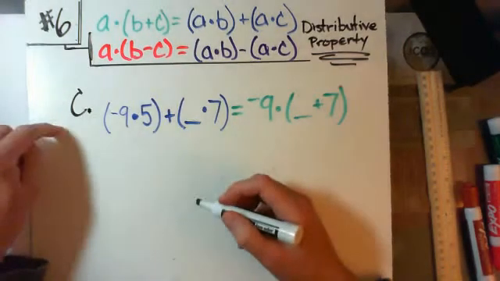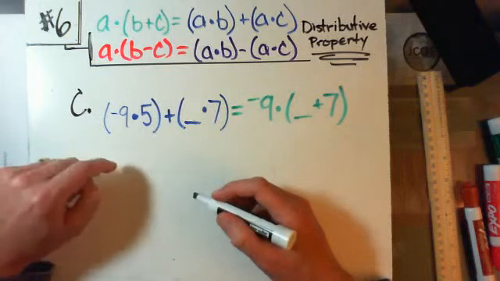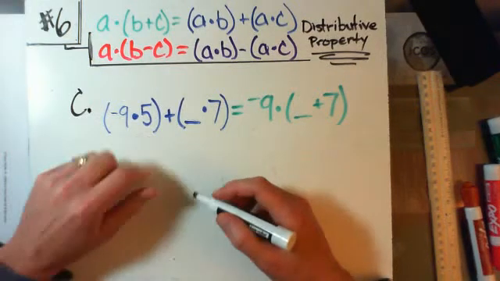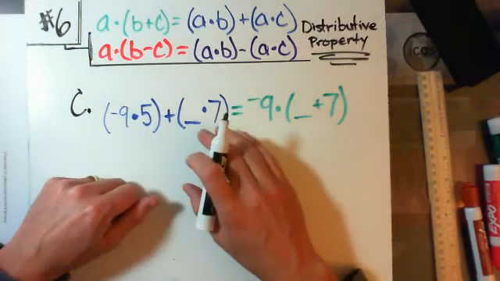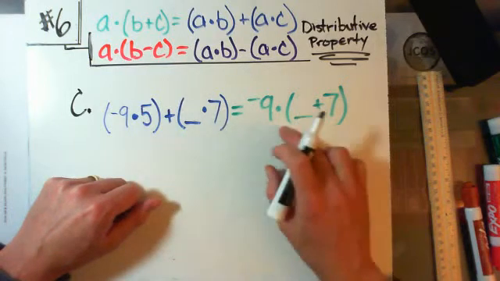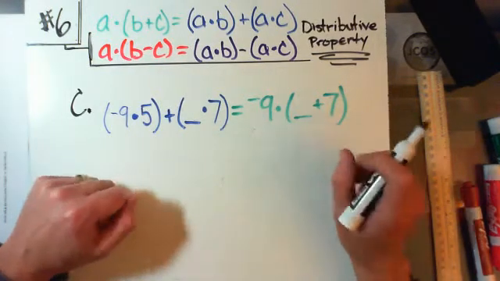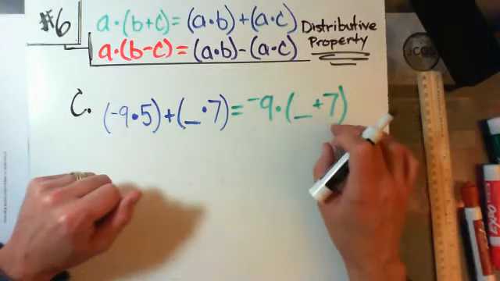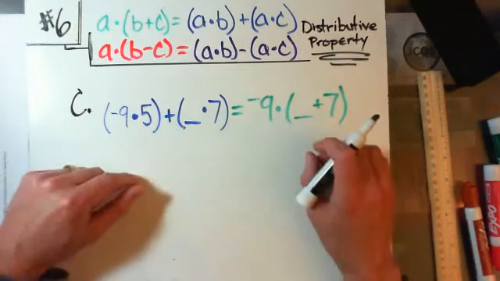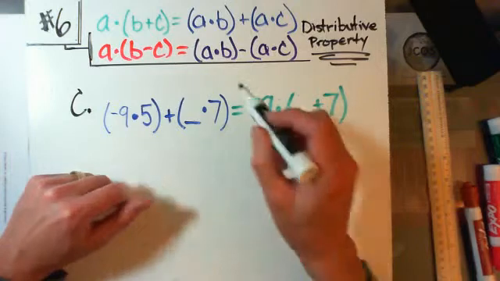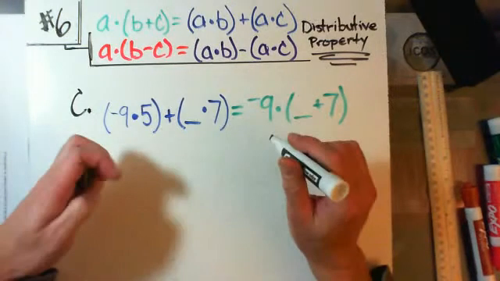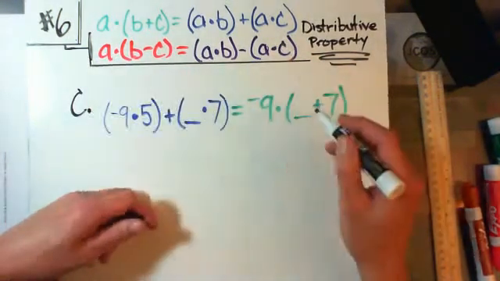Okay, for problem 6c, we're given the equation negative 9 times (5 plus blank) times 7 is equal to negative 9 times (blank plus 7). They've given us this expression in the reverse order, trying to fool us, but that's not going to work because we know this pattern well enough.